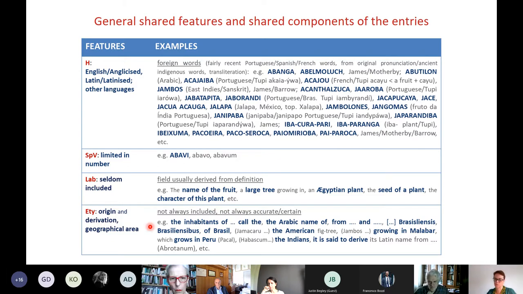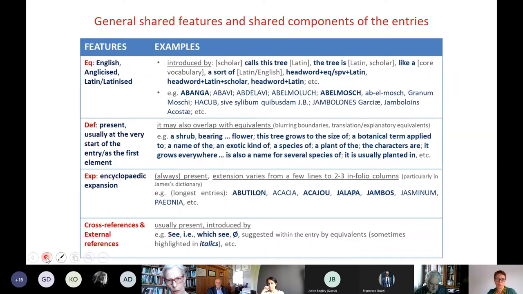Etymologies are included as origin or derivation, for example, from Greek, or geographical area, the source. So we have expressions such as the inhabitants of, included, not always, but when included, as source and origin and derivation, geographical areas, the inhabitants of Colde, or the Arabic name of, or from, and Brasiliensis, Brasiliensibus, etc., or grows in Peru, Indians, and so on. Whereas English, anglicized or Latinized equivalents are introduced by expressions such as scholars call this tree and then Latin, or the tree is in Latin and then scholar as the source, or laica and then core vocabulary, so English, or a sort of, and Latin and English can be found there. So this is the structure.